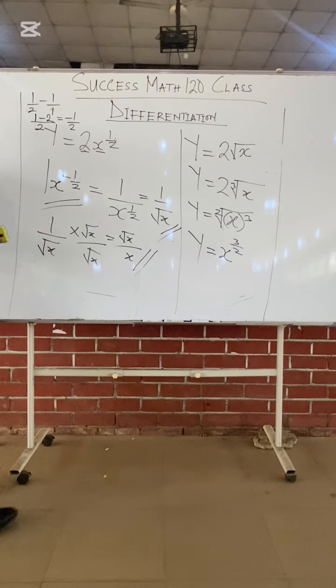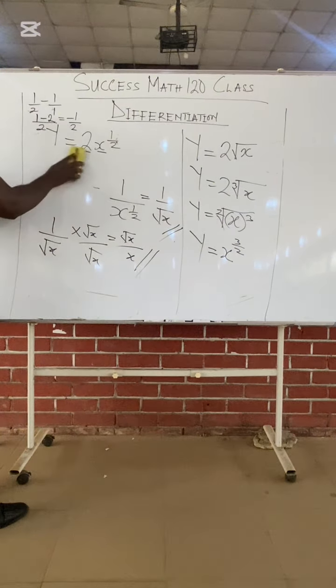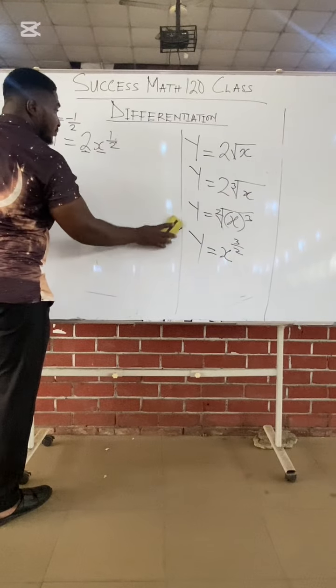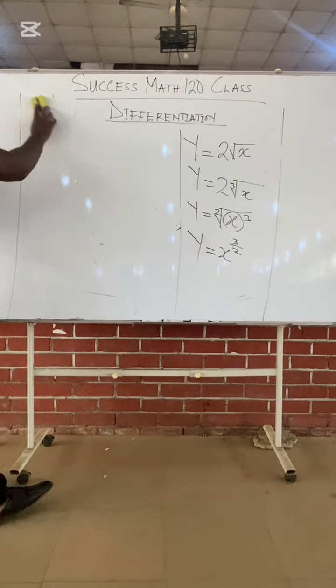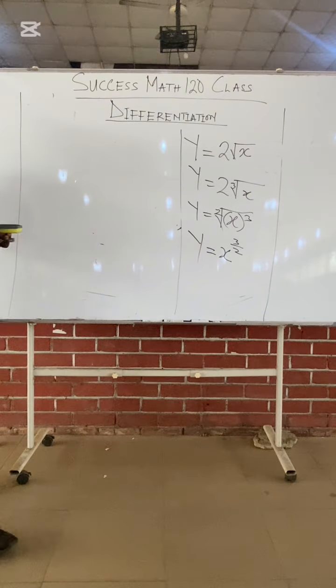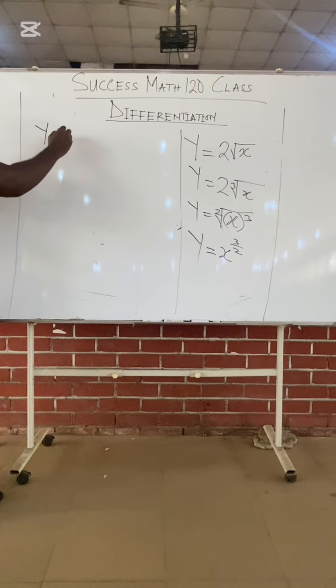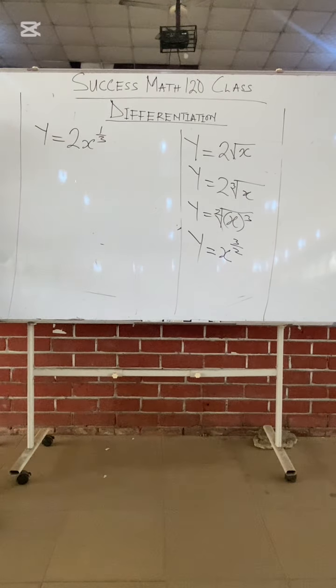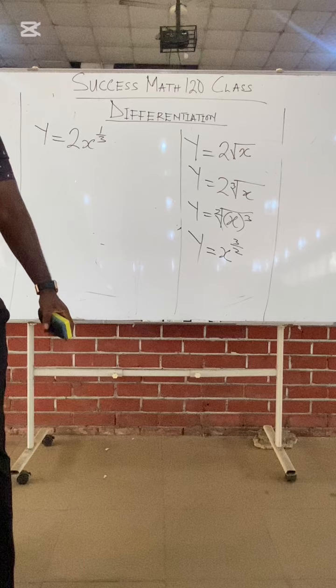Moving forward, class. The second question says we should differentiate 2 cube root of x. Differentiate y equals 2 cube root of x. The cube root of x can be changed to what? x raised to power 1 over 3. Now you know, right? That the square root of x is x raised to power 1 over 2. The cube root of x is x raised to power 1 over 3.